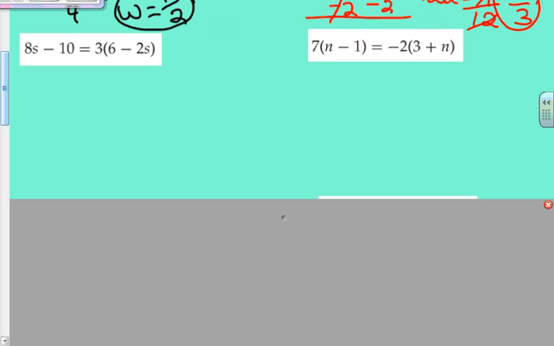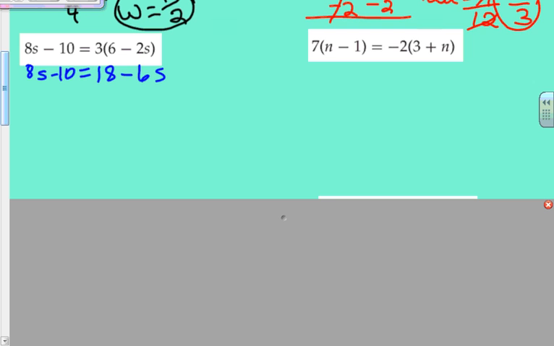On this one, before we can combine any like terms, we have to get rid of our parentheses. That would be the first thing you want to address. And it's just distributive property. So I'm just going to write down 8s minus 10 over here. It won't change. Then I'm going to use my 3. 3 times 6 makes 18. 3 times a negative 2s makes a negative 6s.